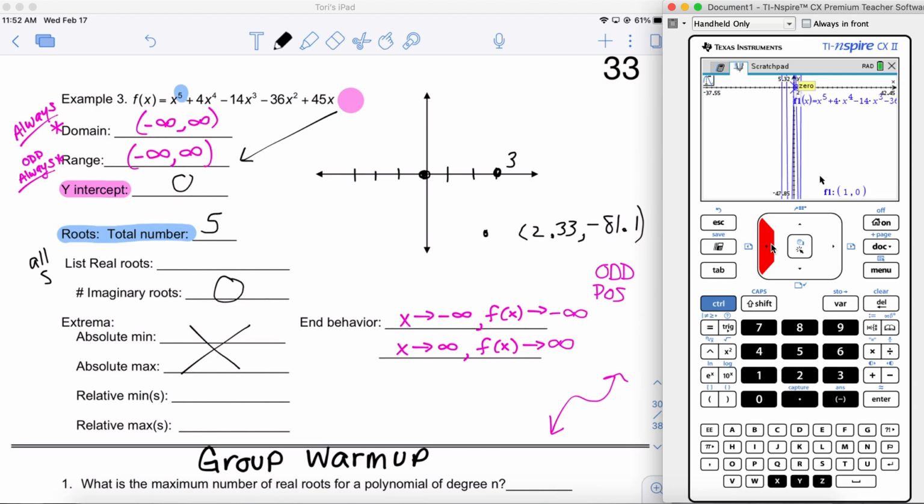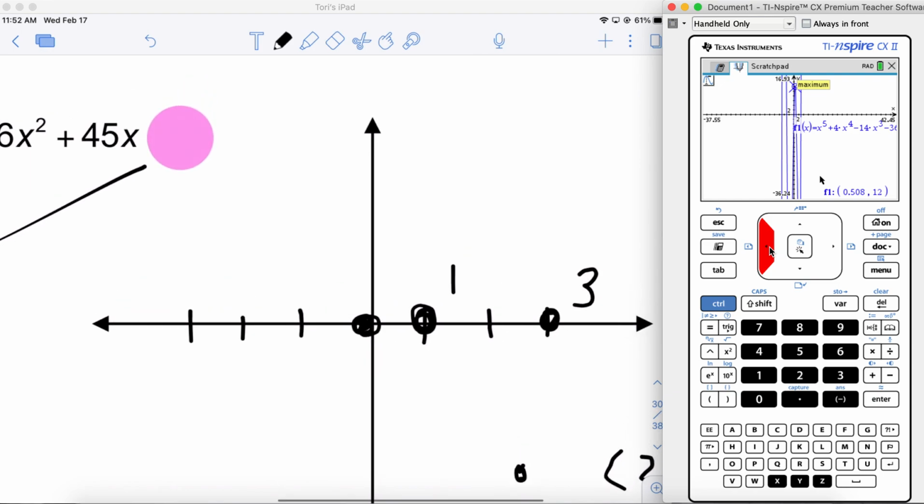All right, we got another 0. So we've got it on 1 right here. So I'm going to label it a 1. That gives us 3 of them so far. All right, going slow, clicking through here. All right, we got a little bump going on. There's a maximum. So let's label it. It's up top. 0.508, comma 12.